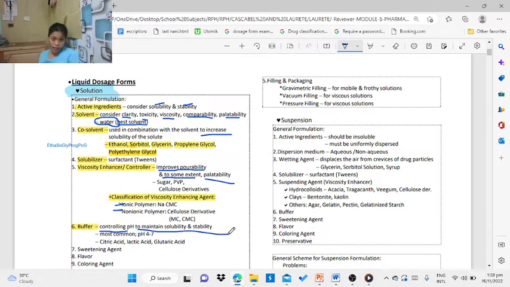Next is viscosity enhancer or controller. This is for durability, palatability. There are two examples. Viscosity: ionic polymer and non-ionic. An example of the ionic polymer is the MC, an ionic cellulose derivative.